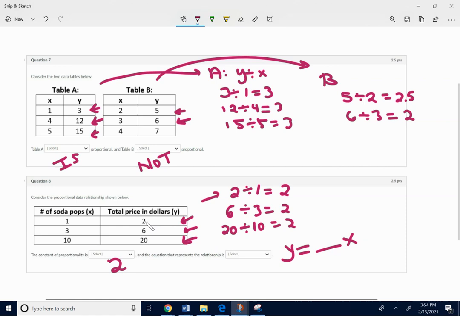So 2 is equal to what number times 1? It'd be 2. 6 is equal to what number times 3? That'd be 2. 20 is equal to 2 times 10. So you always multiply the x value times 2 to get your y value. So your y value is always equal to 2 times your x value. So y is equal to 2 times x.